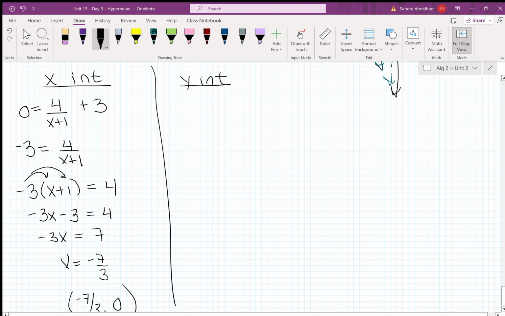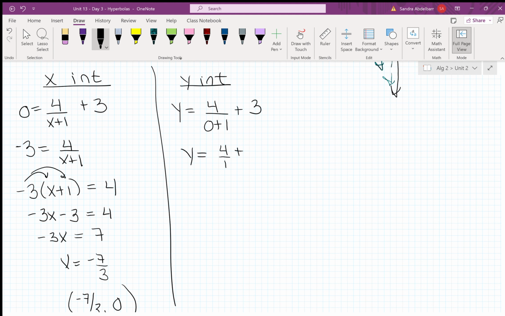How would we find the y-intercept? Plug in 0 for x. So y equals 4 over 0 plus 1, plus 3. y equals 4 over 1 plus 3. Well, isn't 4 over 1 just 4? So 4 plus 3 is 7. So what is our y-intercept? 0, 7.